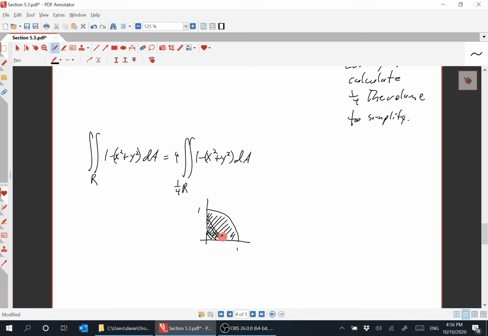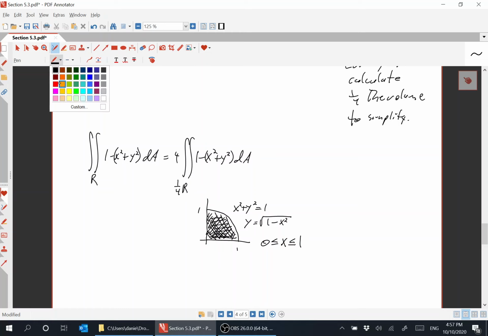So how do we describe this region in terms of x and y? Right, remember, this is the circle of radius 1, which has equation x squared plus y squared equal to 1. So you can rewrite it as y is equal to the positive square root of 1 minus x squared. So this is 0 less than or equal to x less than or equal to 1, and then the y is between 0 and that quarter circle. So it's 0 less than or equal to y less than or equal to the square root of 1 minus x squared.